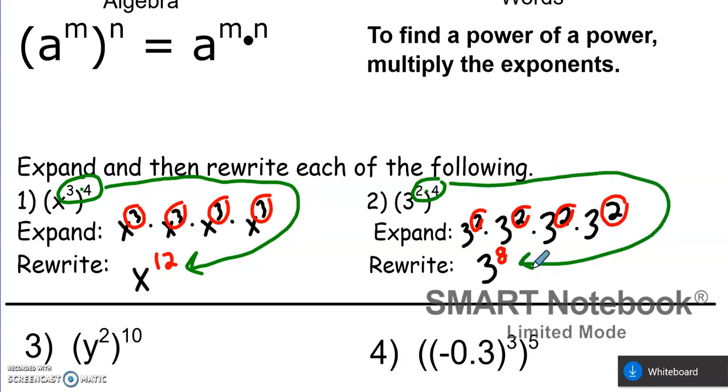Let's see if I can get rid of this here. Come on now.